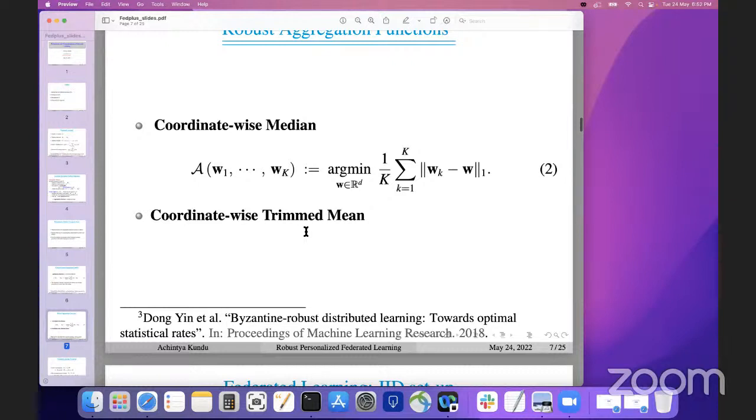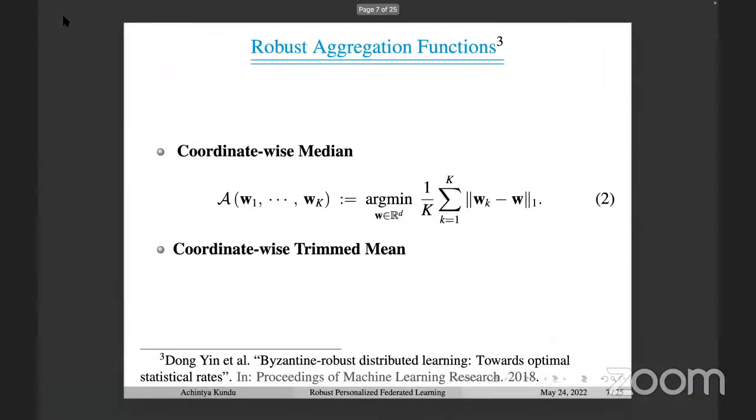Yeah. So I mean, there are many other ways of doing robust aggregation. For this talk, this coordinate-wise median and geometric median will do. Okay.